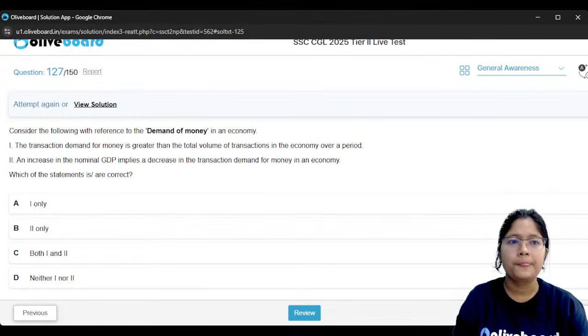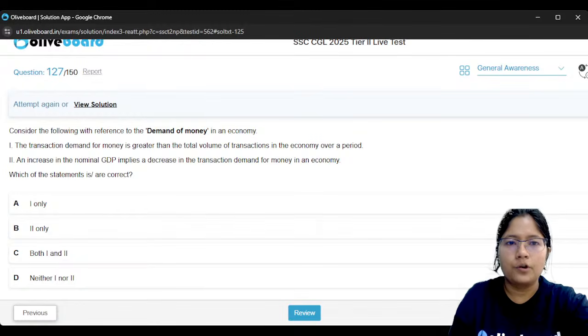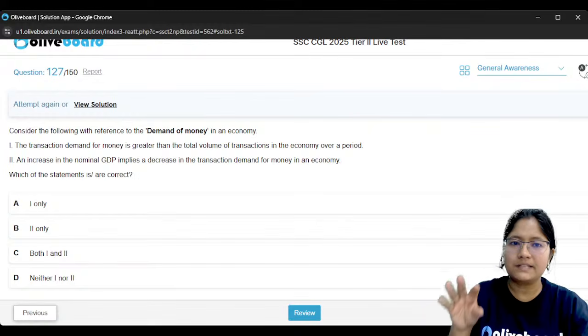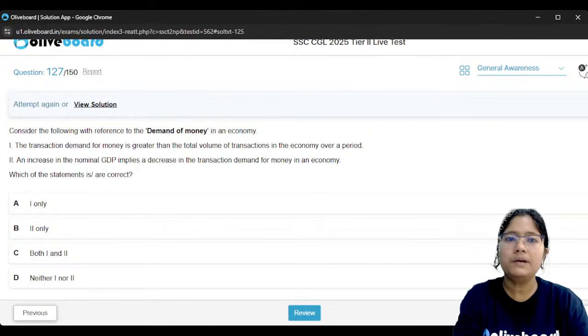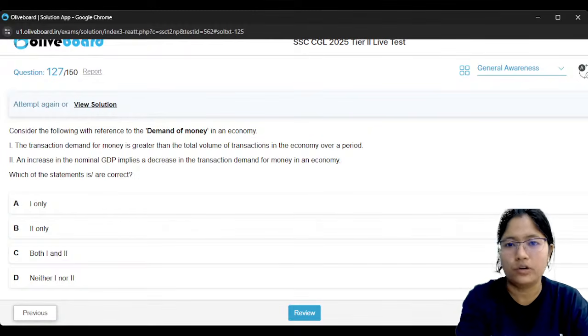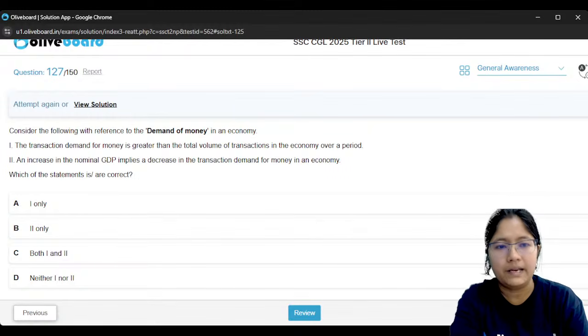That means, see, whatever is the transaction demand, it can never be greater than the total volume of transactions. I cannot write the formula right here, but it cannot be greater than the total volume of the transactions. So 1 is not correct here.